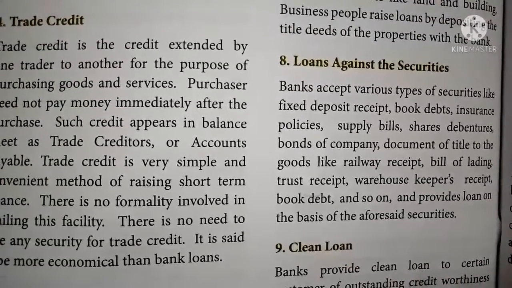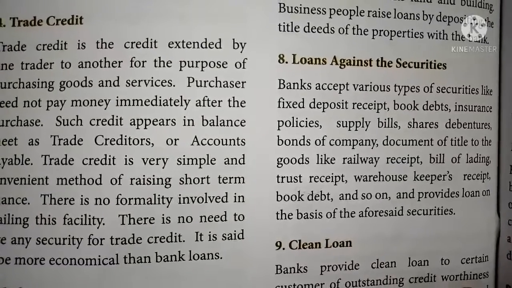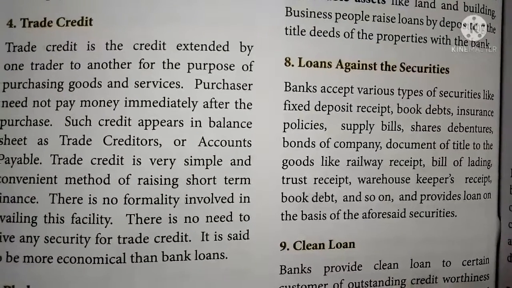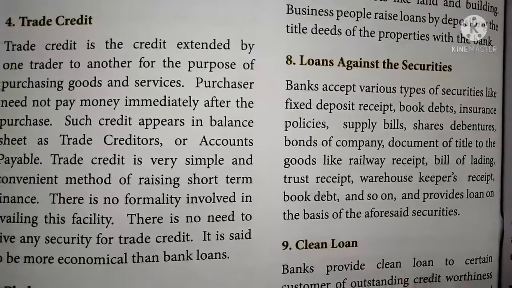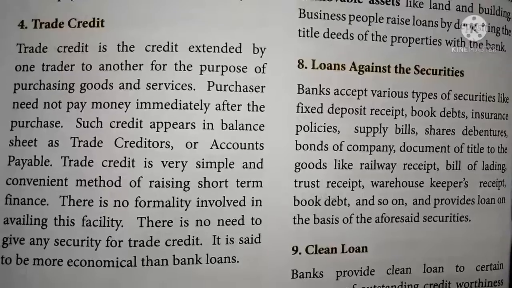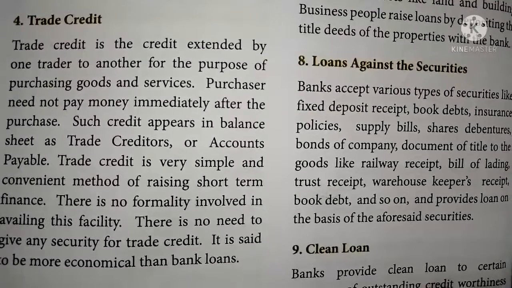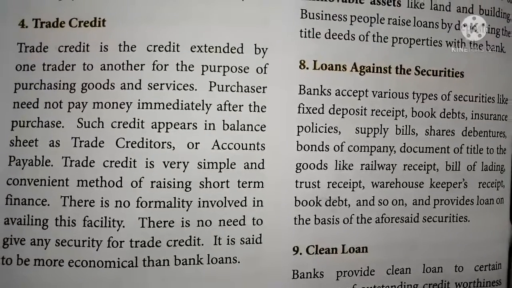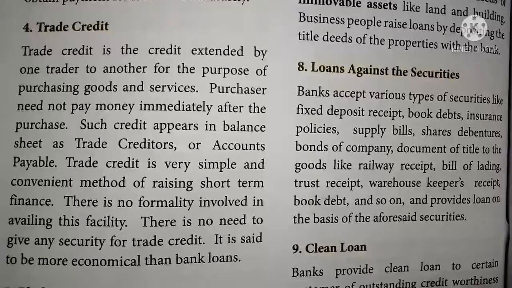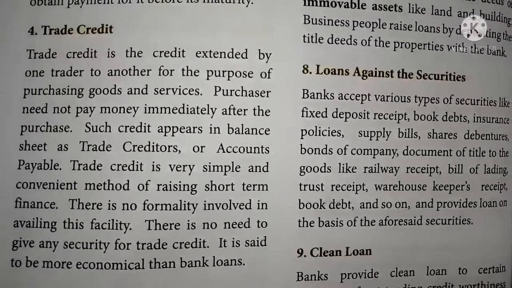Loans against securities. Banks accept various types of securities like fixed deposit receipts, book debts, insurance policies, supply bills, shares, debentures, bonds of the company, and documents of title to goods like railway receipt, bill of lading, trust receipt, warehouse keeper's receipt, and so on. So with these documents, we can offer security to the bank and we can get a short-term loan.